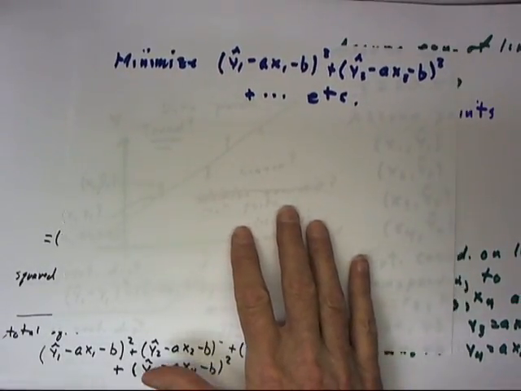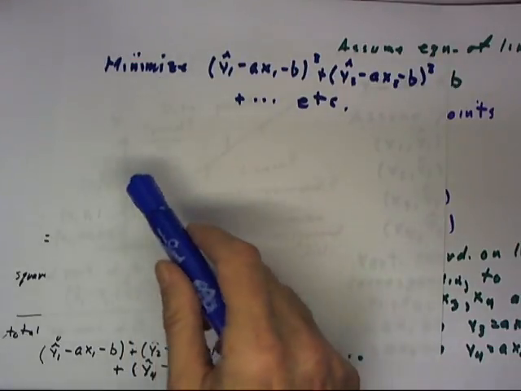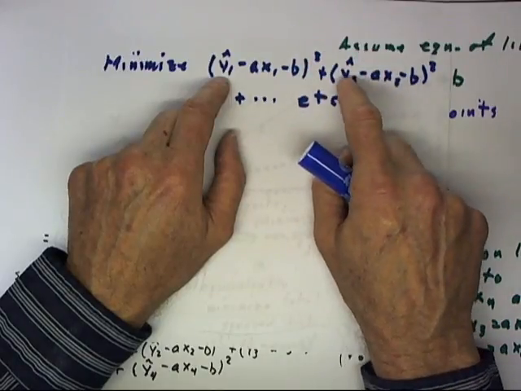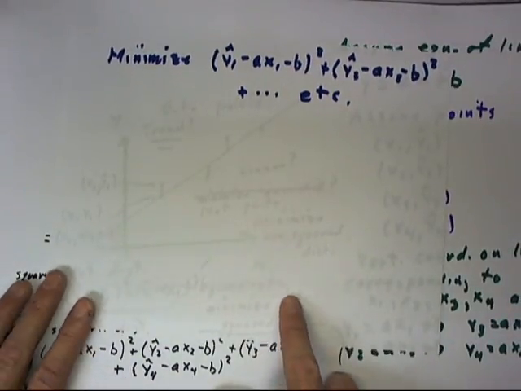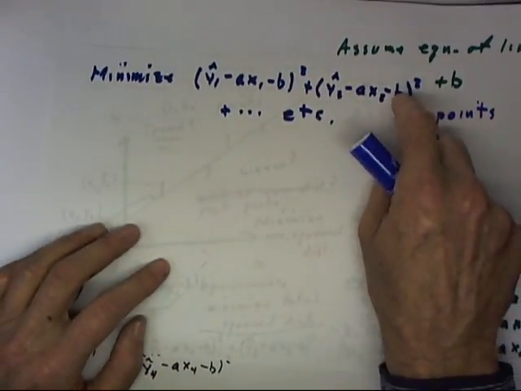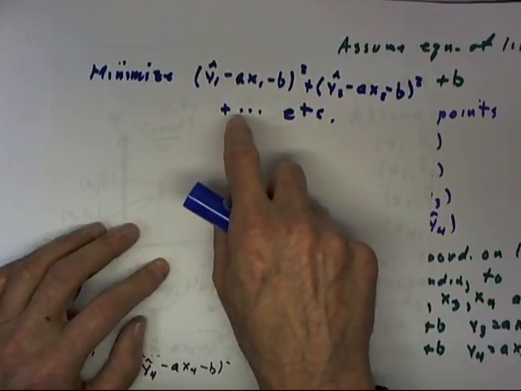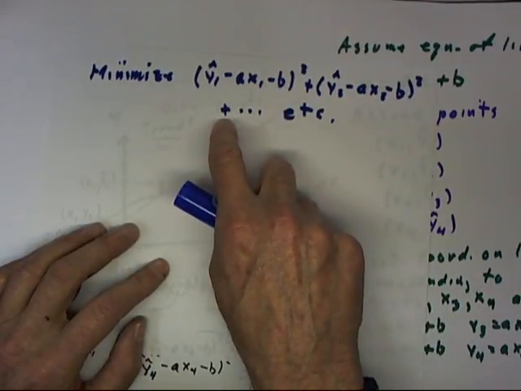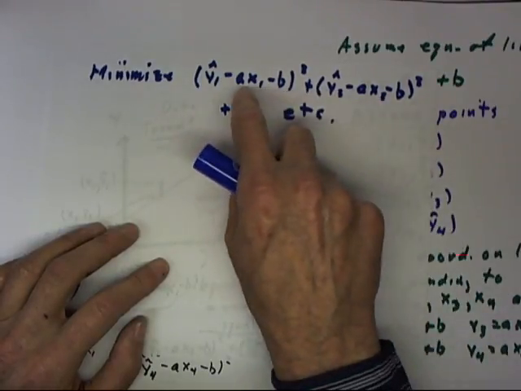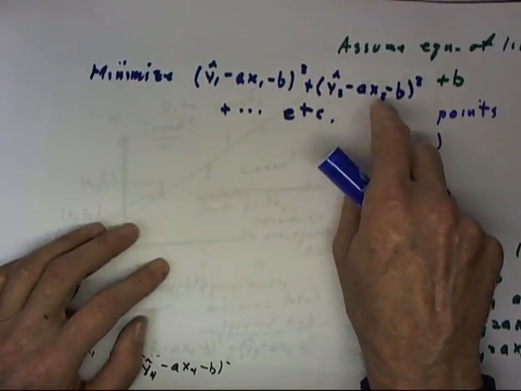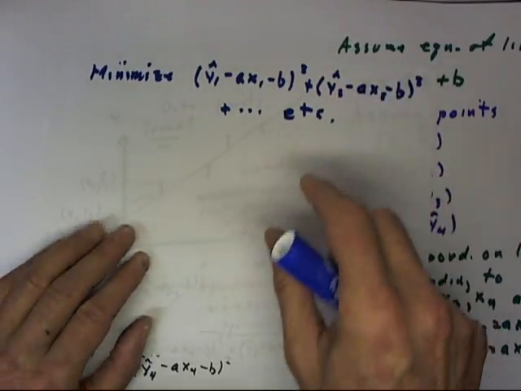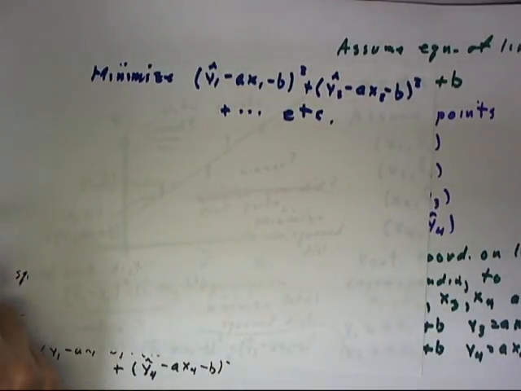And the task becomes to minimize the expression y1 hat minus ax1 minus b squared, and so forth, the same expression we obtained down here. Now I've just written out the first 2 terms in this expansion, and then I have some dotted lines. It's clear that we could go on to any number of data points using the same formula. We could have y3, x3, y4, x4, up to y10,000, x10,000 if we have that many data points.